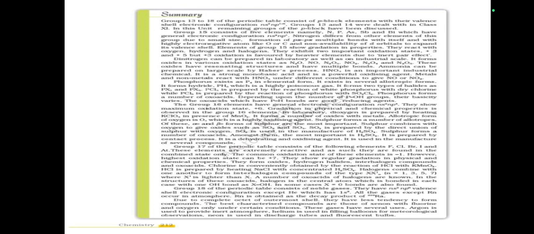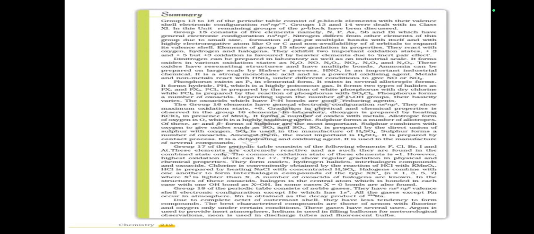Chlorine is conventionally obtained by the reaction of HCl and KMnO4. HCl is prepared by heating NaCl with concentrated H2SO4. Halogens combine with one another to form interhalogen compounds of the type XX', XX'3, XX'5, XX'7. In the structures of oxoacids, the halogen is the central atom, which is bonded in each case with one OH bond, X-OH. In some cases, X=O bonds are also found.